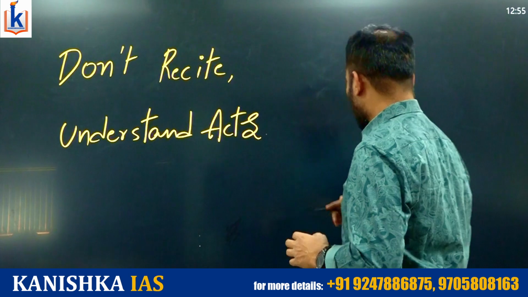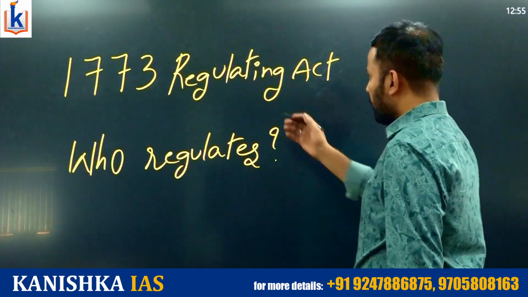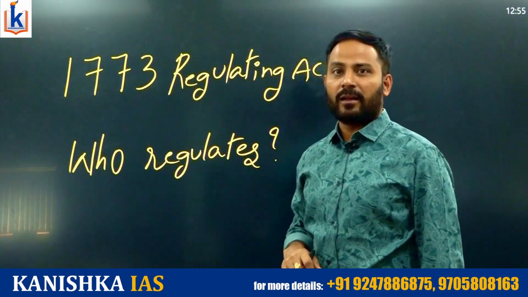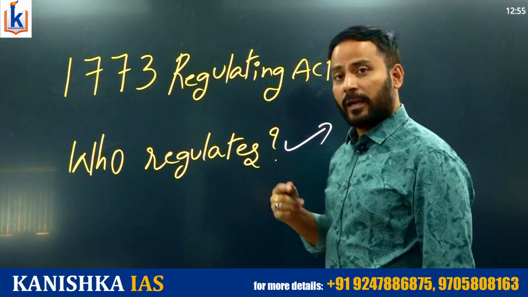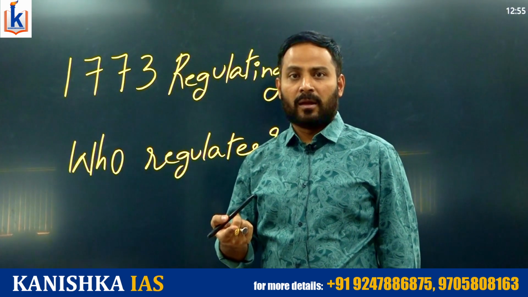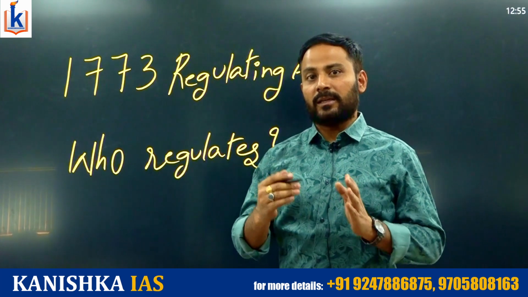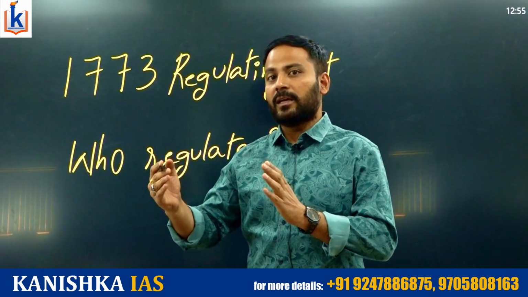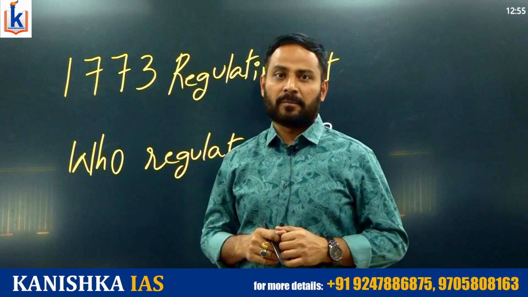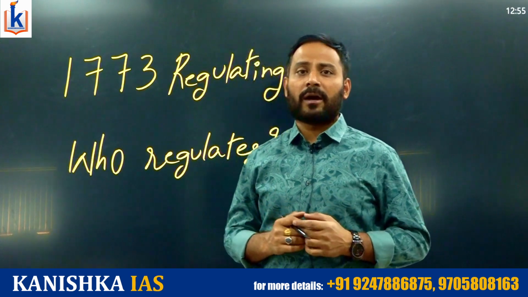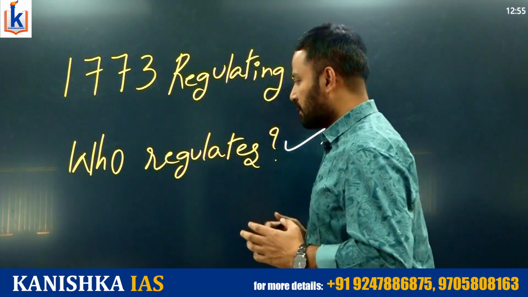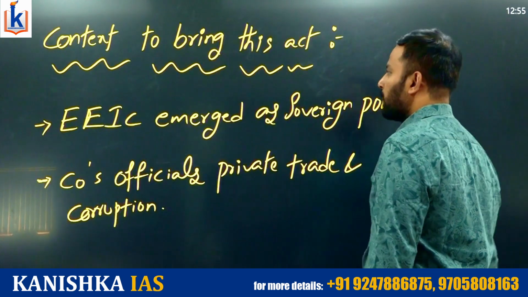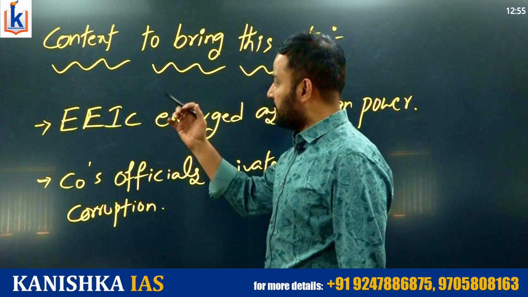Now, the first act is the 1773 Regulating Act. The name itself says regulation. Regulation of what? Here, the British Parliament is attempting to regulate the English East India Company affairs. Why was the British Parliament determined to regulate the company? Because there are certain reasons. So, what are the reasons for this act, or the context?